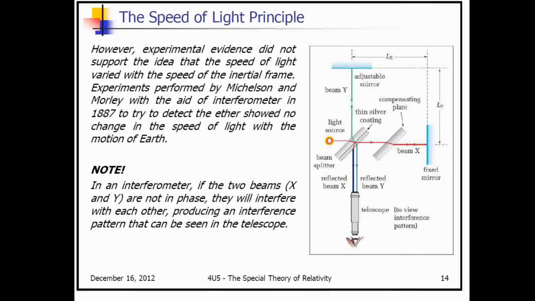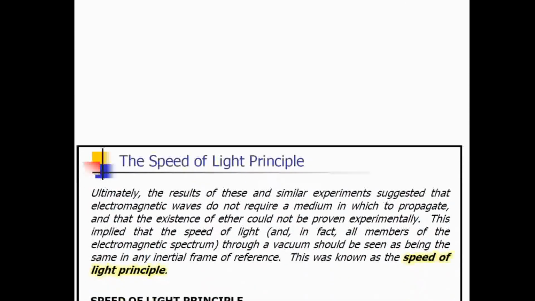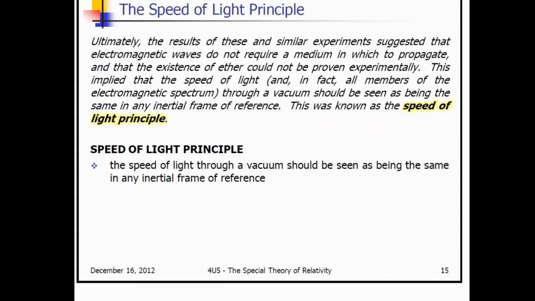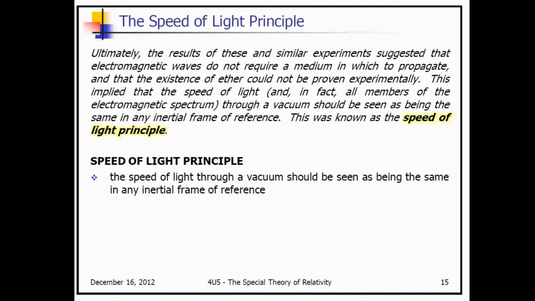They were also able to confirm that there was no way to travel faster than the speed of light. Ultimately, the results of these and similar experiments suggested that electromagnetic waves do not require a medium in which to propagate, and that the existence of ether could not be proven experimentally. This implied that the speed of light, and in fact all members of the electromagnetic spectrum, through a vacuum should be seen as being the same in any inertial frame of reference.